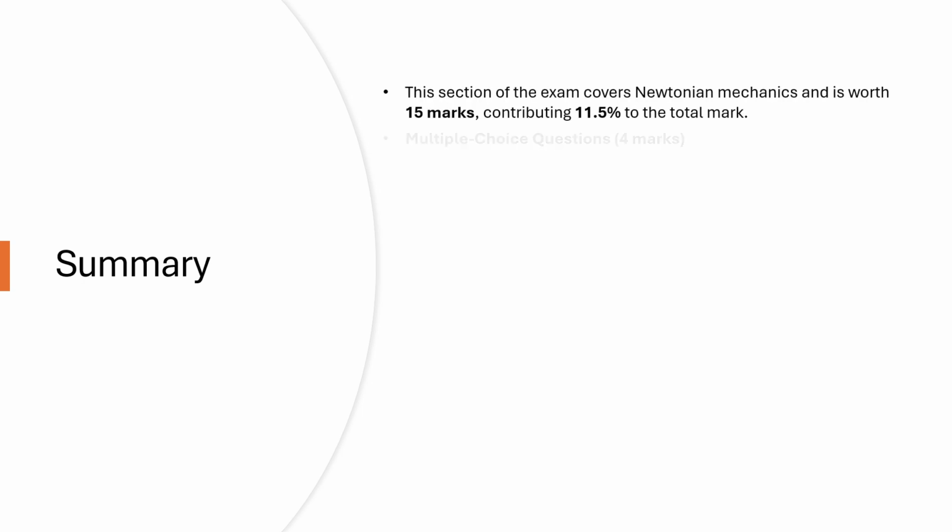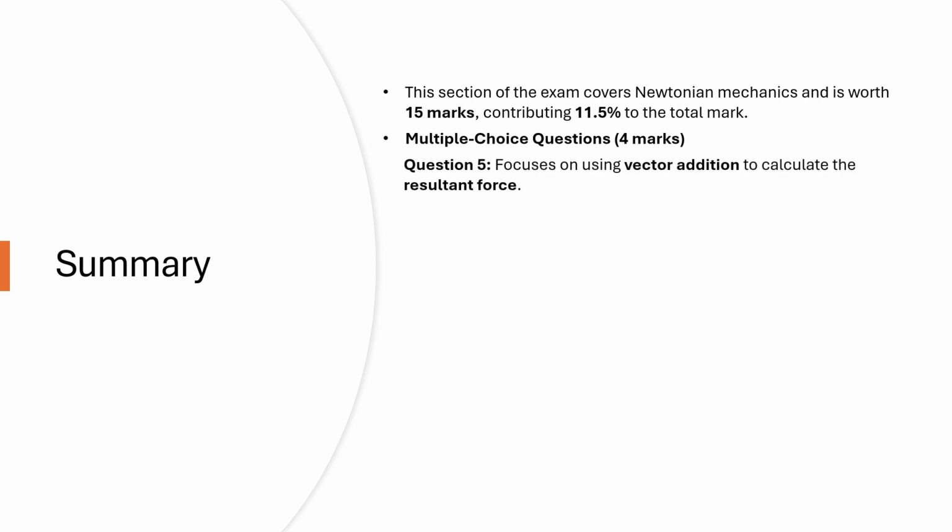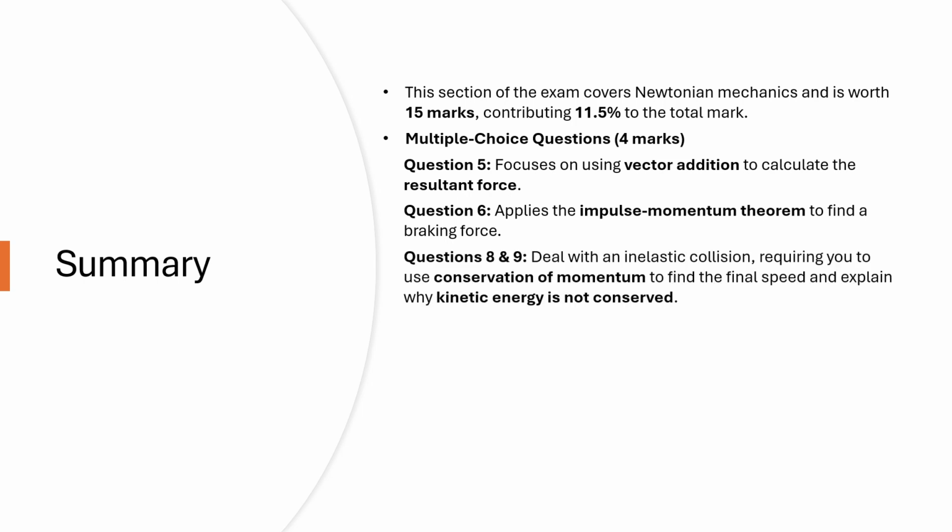This section of the exam covers Newtonian mechanics and is worth 15 marks, contributing 11.5% to the total mark. Multiple choice questions, 4 marks. Question 5 focuses on using vector addition to calculate the resultant force. Question 6: apply the impulse-momentum theorem to find a braking force. Questions 8 and 9 deal with an inelastic collision, requiring you to use conservation of momentum to find the final speed and explain why kinetic energy is not conserved.